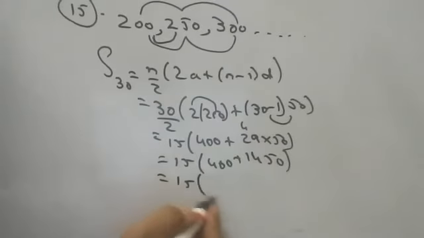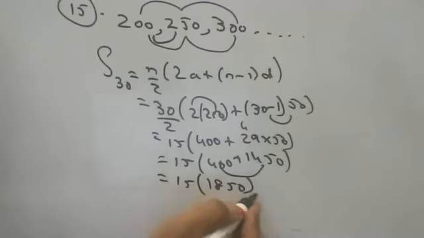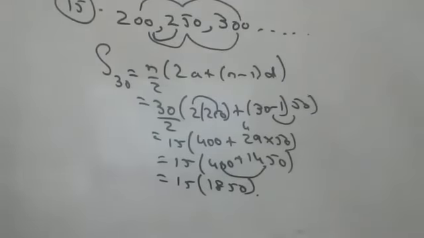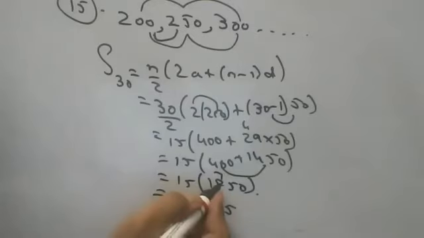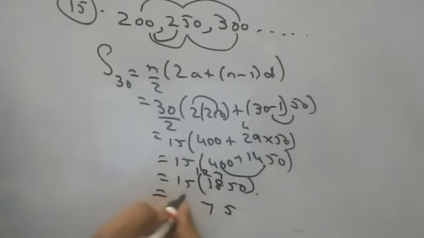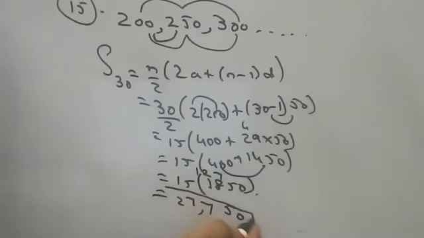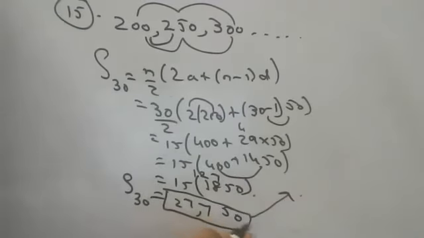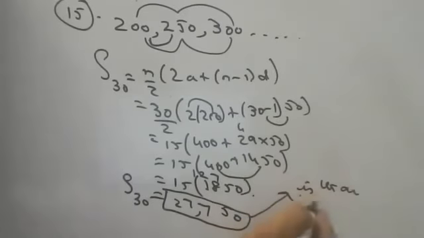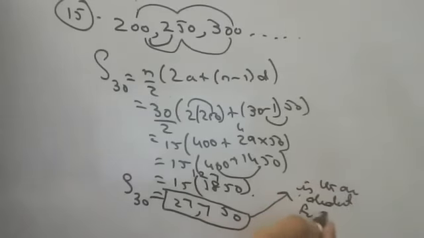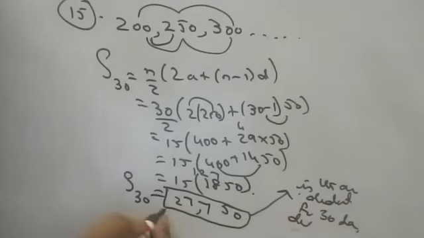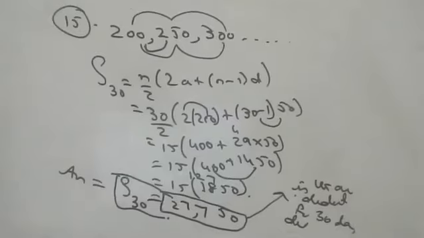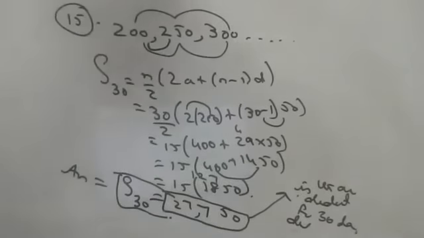Please copy that, children. 15 into 1850. So how much is the answer? 15 fives are 75, 15 eights are 120, plus 7 is 127, 15 ones are 15, so 27750. Children, for 30 days he should cut this much amount. 27750 is the amount deducted for 30 days delay of work. Compulsory, children, you have to write an answer. You should write 30 days and mention everything. This is a verbal sum, very important.